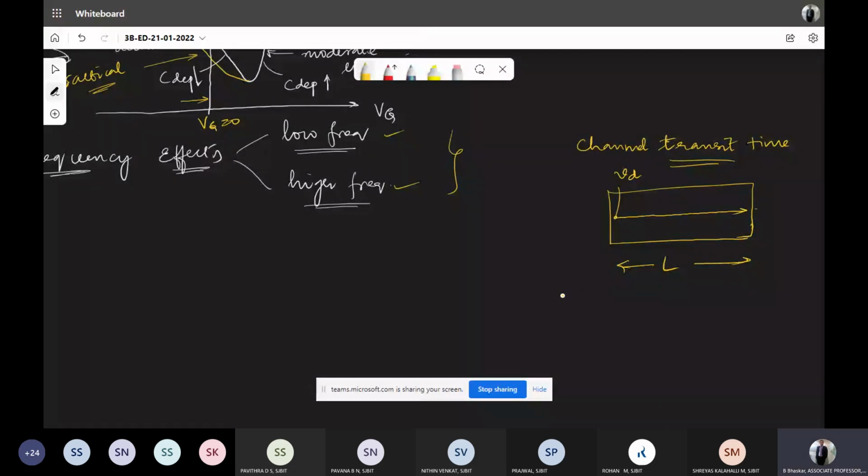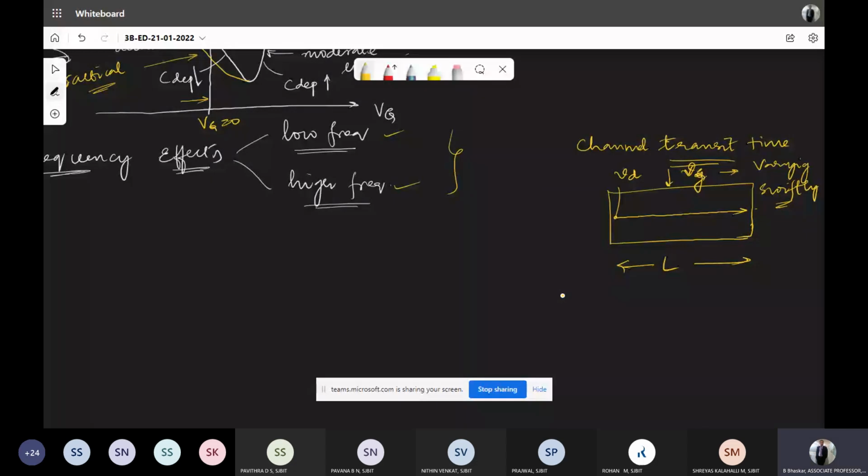If you are applying a voltage of larger frequency value, what is the meaning of it? To the gate, if you are applying a voltage Vg, and remember this Vg I'm talking about is an AC signal, if it is varying swiftly, meaning higher frequency, what happens?